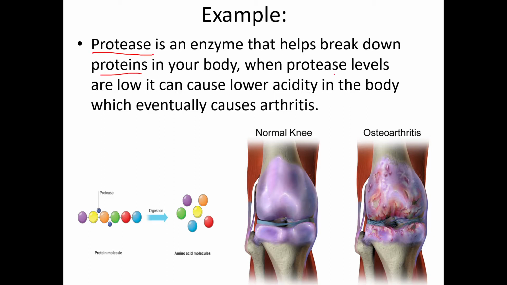When protease levels are low, it causes the acidity in your body to be lower. And this is what causes osteoarthritis, or the breaking down of bone tissue. So as you can see here, there's a normal knee with a lot of tissue and a lot of cushion compared to an arthritic knee, which looks very irritated. And you can see that the tissue here is really broken down.